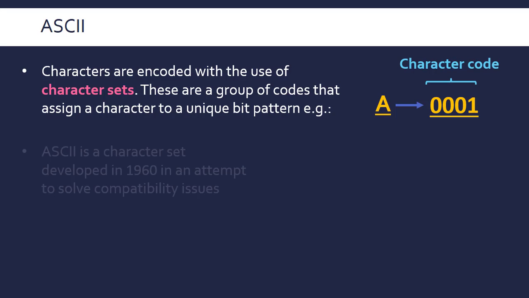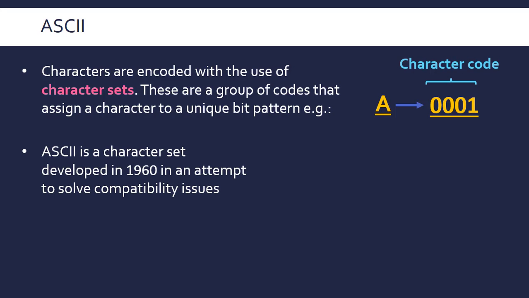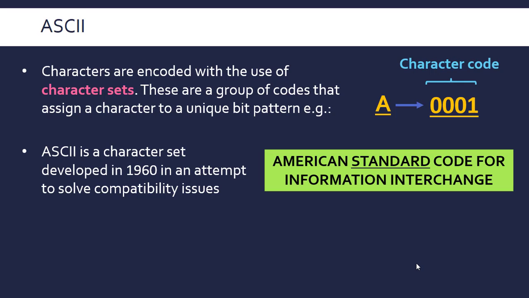It could be just for English, or it could be a character for every language in the world. ASCII specifically was developed in 1960 in an attempt to solve certain compatibility issues. At the time, everyone had their own character set, there wasn't any standardization, and that caused a lot of issues when data was shared because everyone was using different character codes. ASCII stands for American Standard Code for Information Interchange, with standard coming from their desire to create a common character set for everyone to use, so it's standardized.